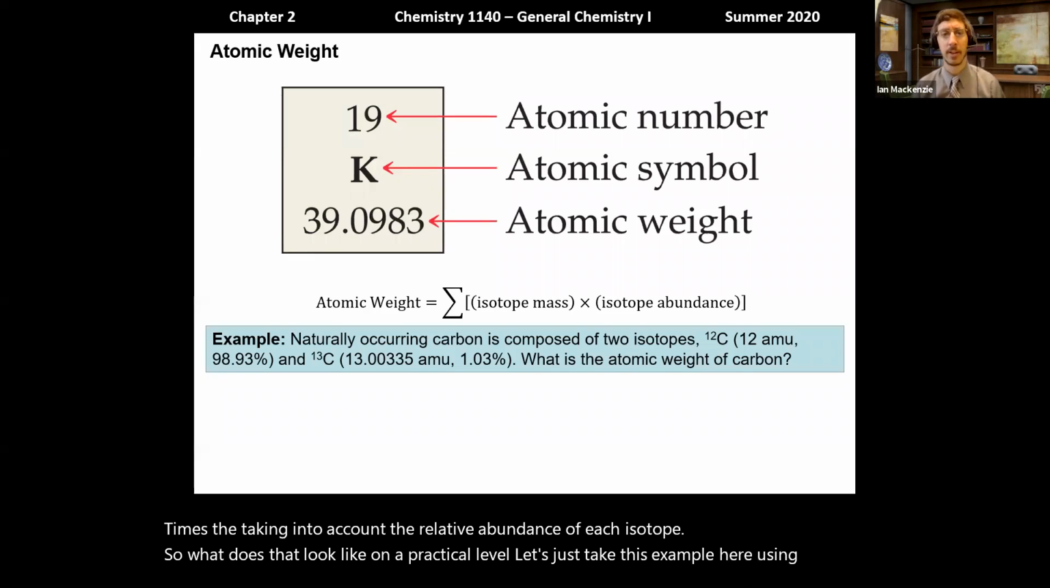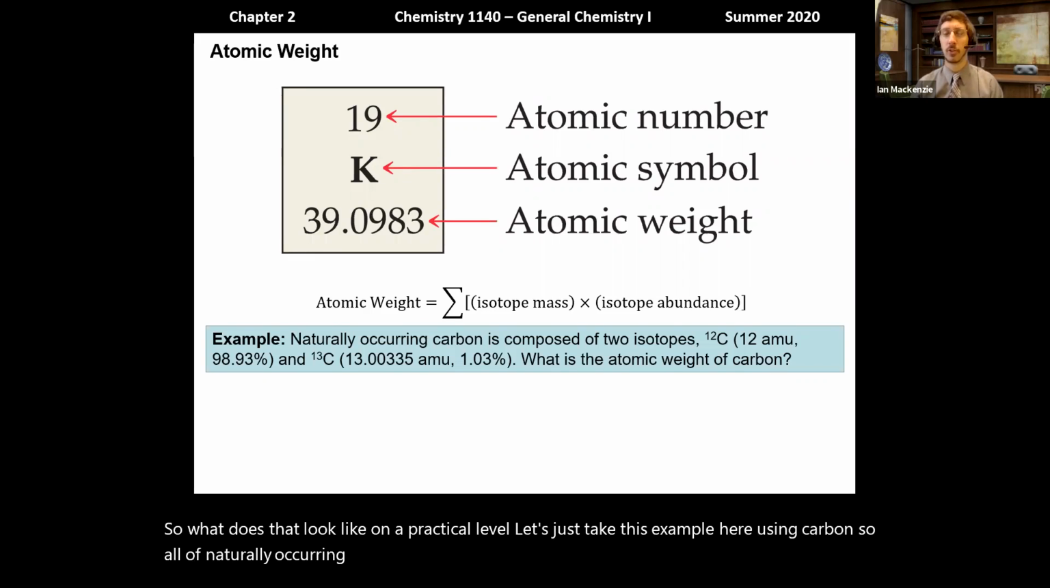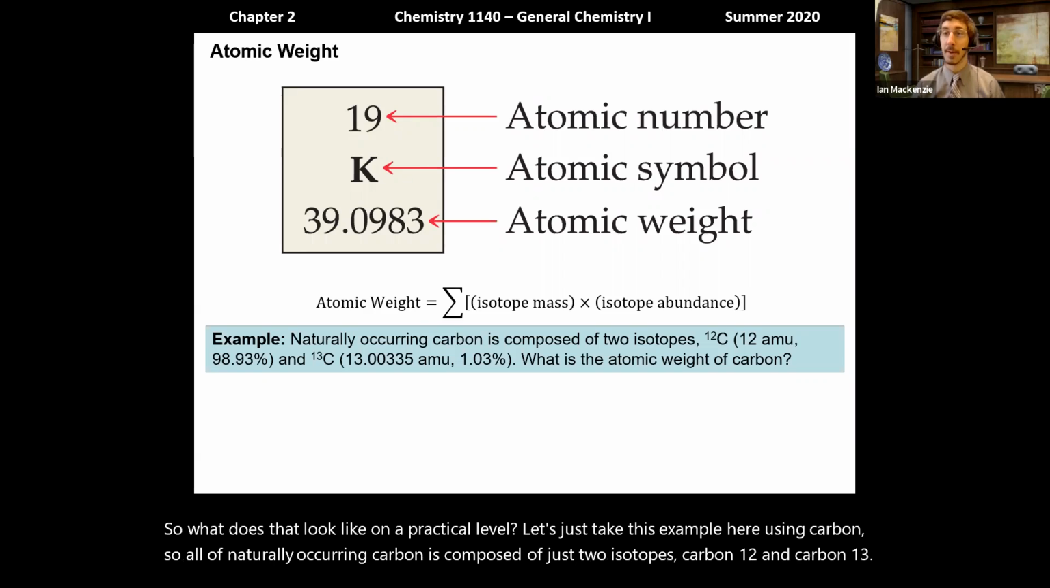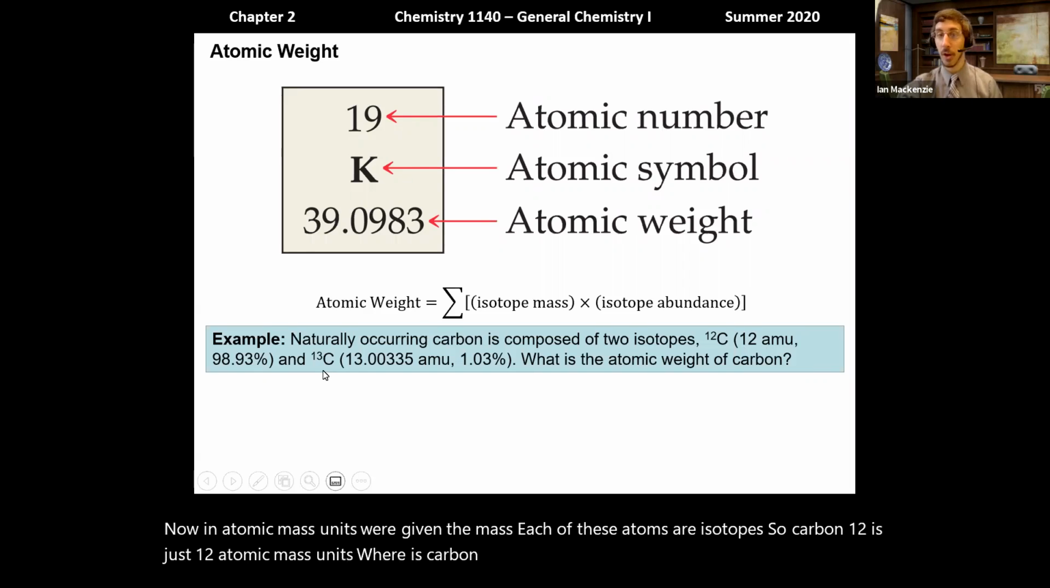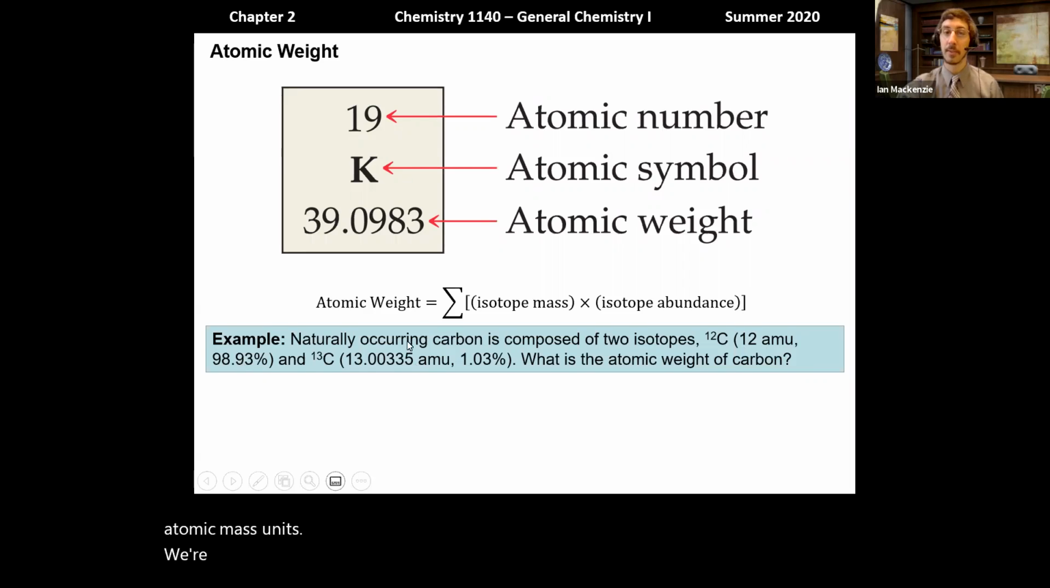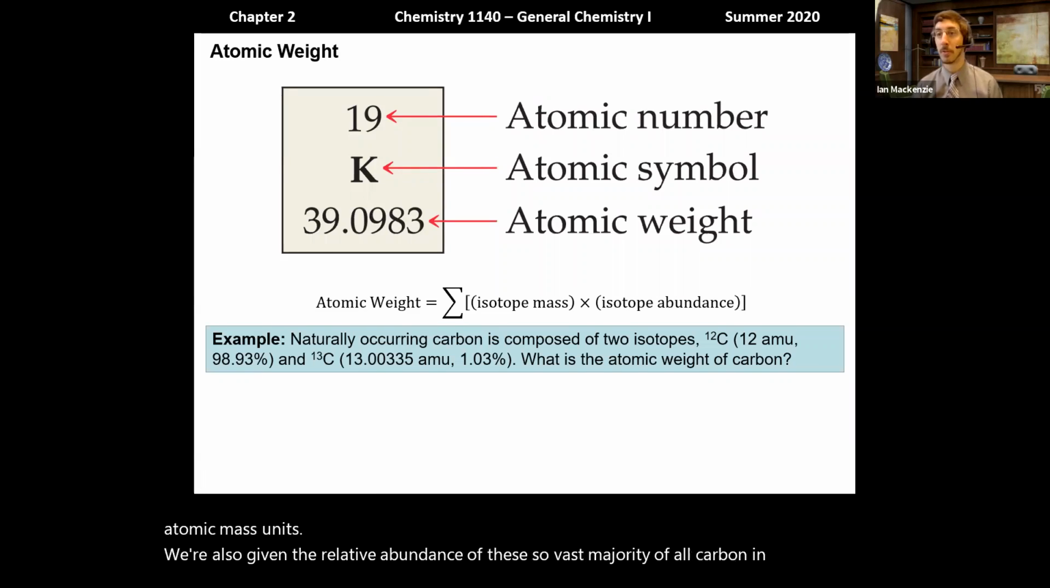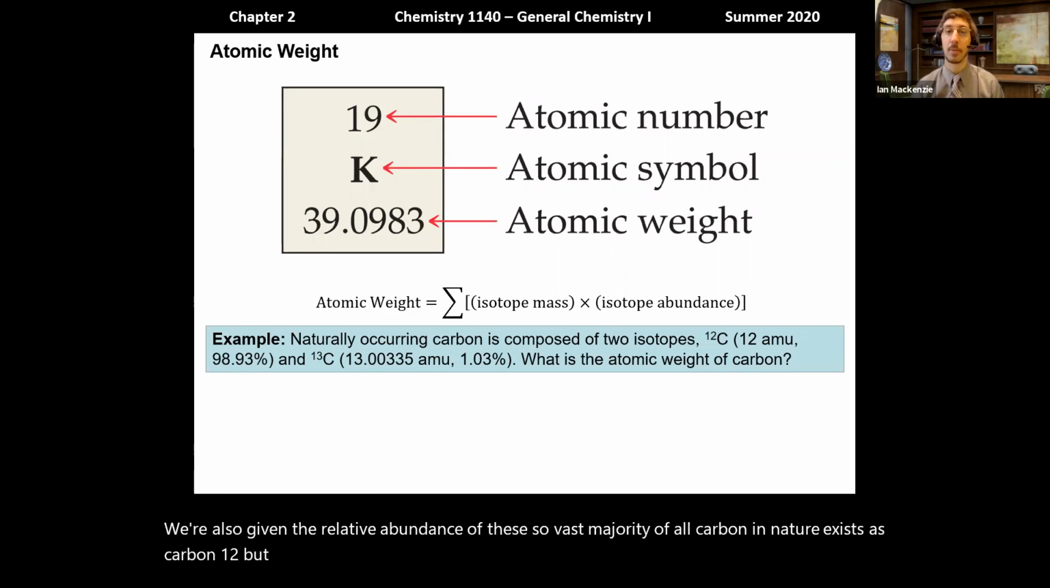So all of naturally occurring carbon is composed of just 2 isotopes, carbon-12 and carbon-13. Now, in atomic mass units, we're given the mass of each of these atoms or isotopes. So carbon-12 is just 12 atomic mass units, whereas carbon-13 has another neutron, so its mass is 13.00335 atomic mass units. We're also given the relative abundance of each of these. The vast majority of all carbon in nature exists as carbon-12, but about 1% exists as carbon-13.